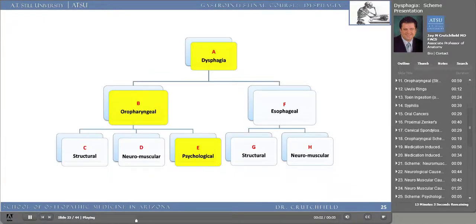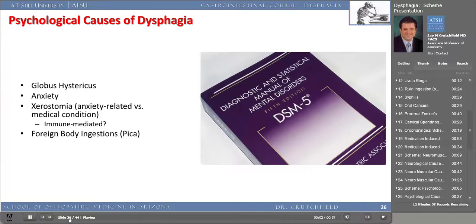It's not common, but you have to think about psychological causes of dysphagia. For example, globus hystericus, anxiety-related conditions, or a dry mouth or a dry tongue. That can be a medical condition, or it can just be anxiety-related. It can be an immune-related reaction. Foreign body ingestions, for example, pica, patients who eat dirt, hair.